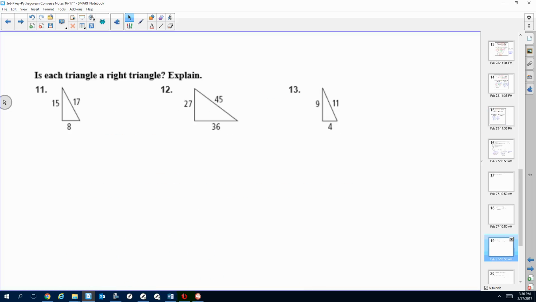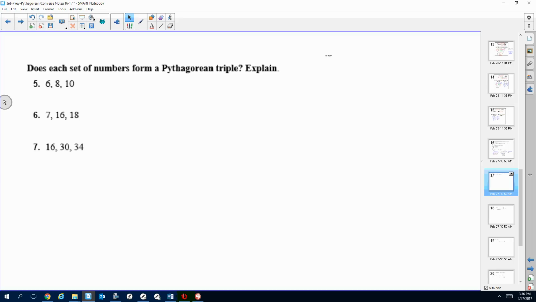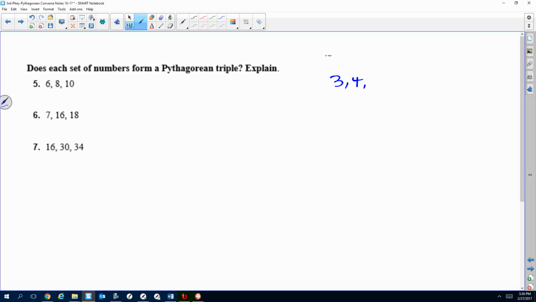Here we are. So our most common triples. First most common is 3, 4, 5. And then the next most common is 5, 12, and 13. Then we have 8, 15, and 17. And then 7, 24, 25.